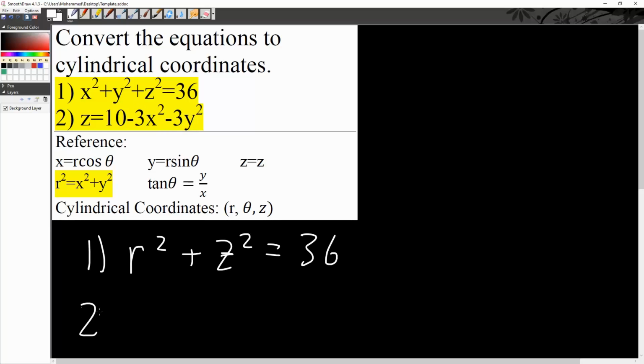Second one, we do almost the exact same thing. So z remains the same, is equal to 10 minus, we have 3x squared minus 3y squared, so we can say minus 3r squared. And that's all we need to do for these two problems.